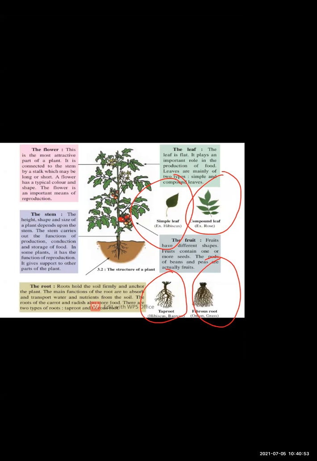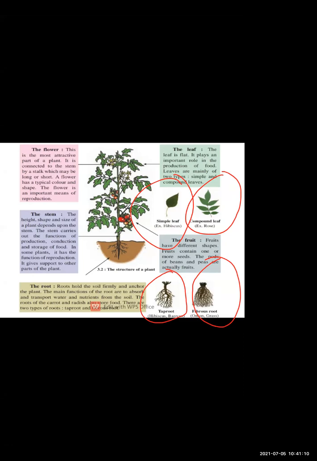Then comes the flower. Now the flower is the most attractive part of the plant. There is a typical color, shape, and odor to the plants, and it helps for reproduction. So the flower helps for reproduction.